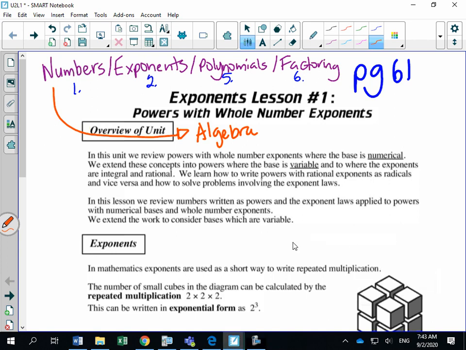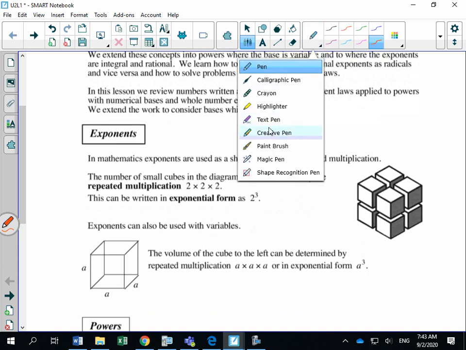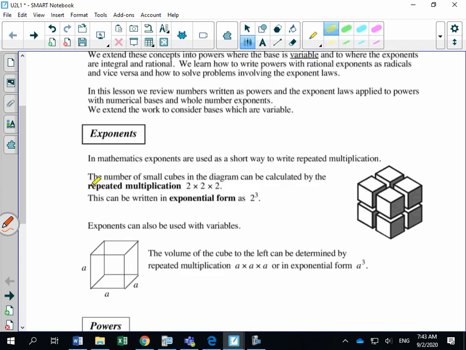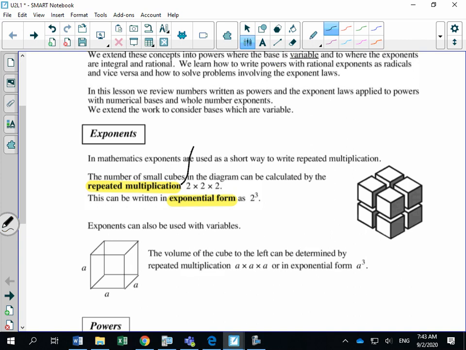So on page 61, let's talk about exponents, and there's 2 different ways that we could write exponents. If you have your highlighters, I want you to highlight repeated multiplication and exponential form. So what repeated multiplication would be is, let's say I give you the number 7, and I say multiply that number by itself 4 times. So 7 times 7 times 7 times 7. That is what we would call repeated multiplication.